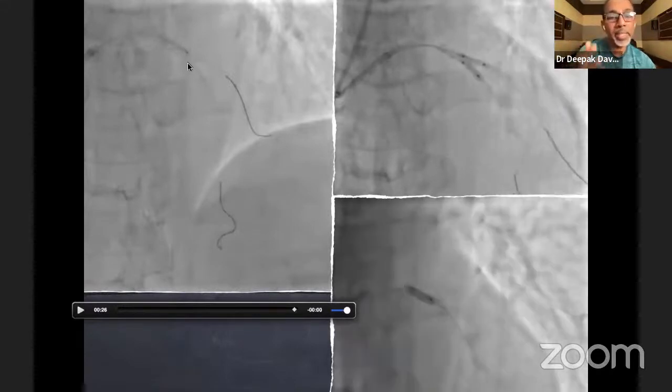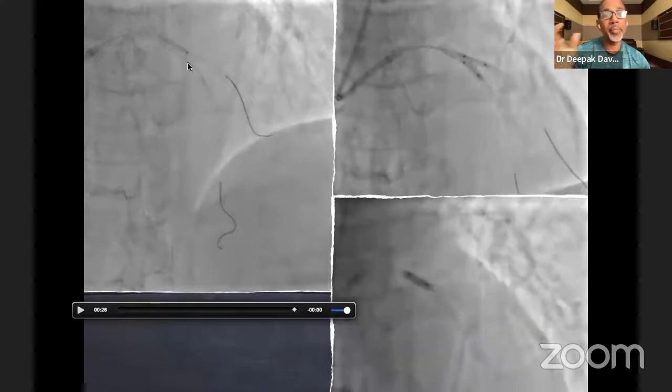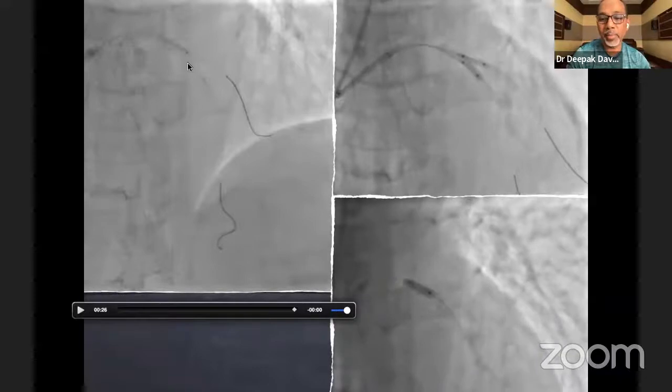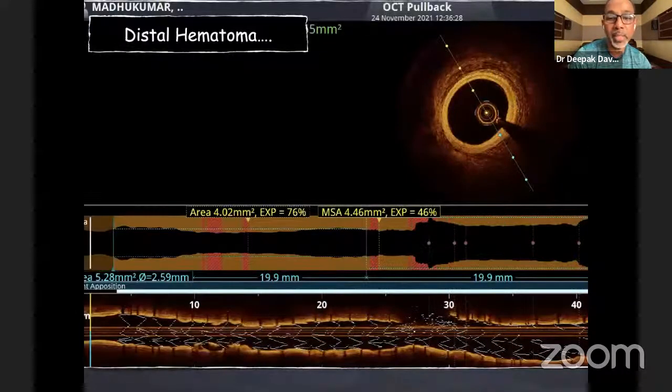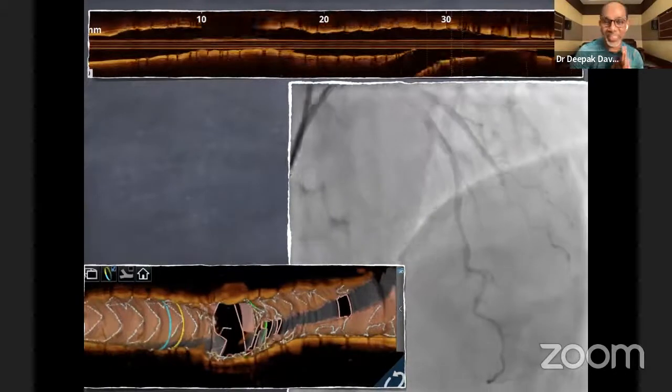We didn't understand why the balloons were not going into the side branch. Based on imaging, we understood that the wire had gone through an eccentric cell. That was the reason why we were not able to negotiate the balloon. Then we went ahead with the second kissing balloon dilatation and proximal optimization, and that was the final result that we could achieve. Thank you, sir, once again for the opportunity given.